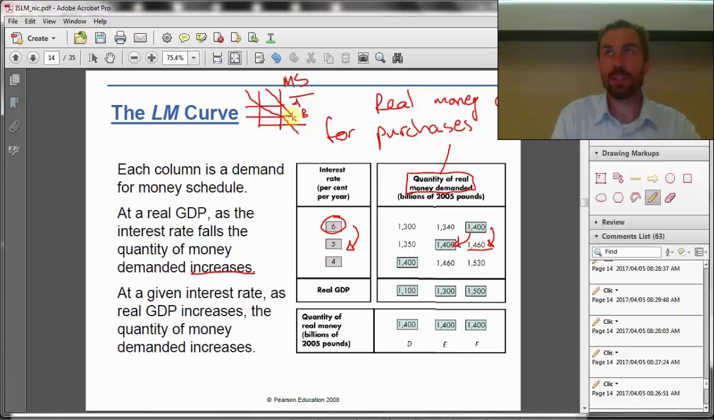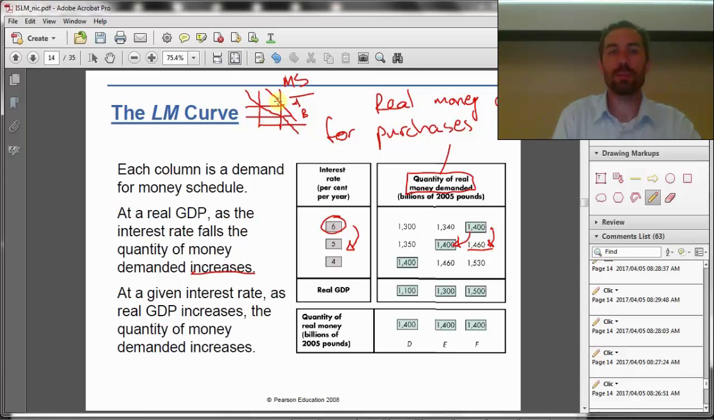If our money supply does not change, the only way that equilibrium could be restored would be if our money demand curve actually shifted to the left. And remember, money demand is a function of output. So for our money demand to shift to the left, what would have to happen to output? It would decrease.